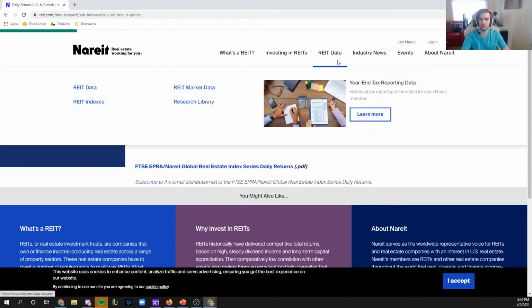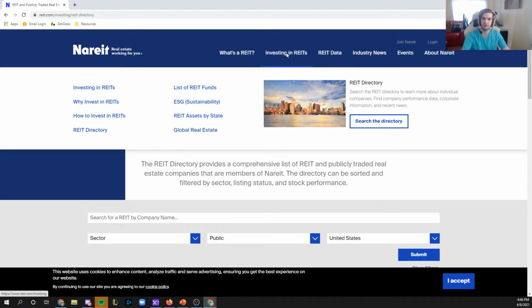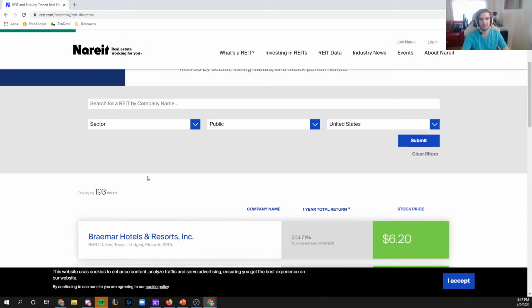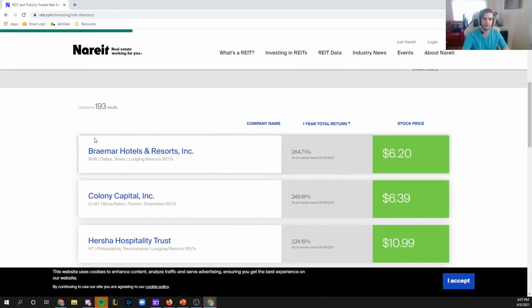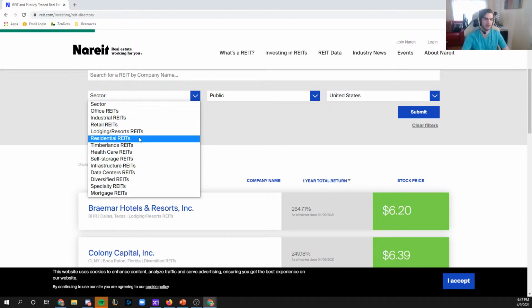But if we look into here, we can also find the REIT directory. So under investing in REITs, here we have a list of a number of different REITs. In here there are 193. However, in the market, there's quite a bit more than that. But this will give you a pretty good feeling of the different types. So here we can see the different sectors that they offer. There's office, industrial, retail, lodging, residential, timberlands, so on and so forth. Data centers, which is my favorite because I'm a nerd and I like data. Oh, and also mortgage. Mortgage is mortgage, to show you how small of a thing it really is.